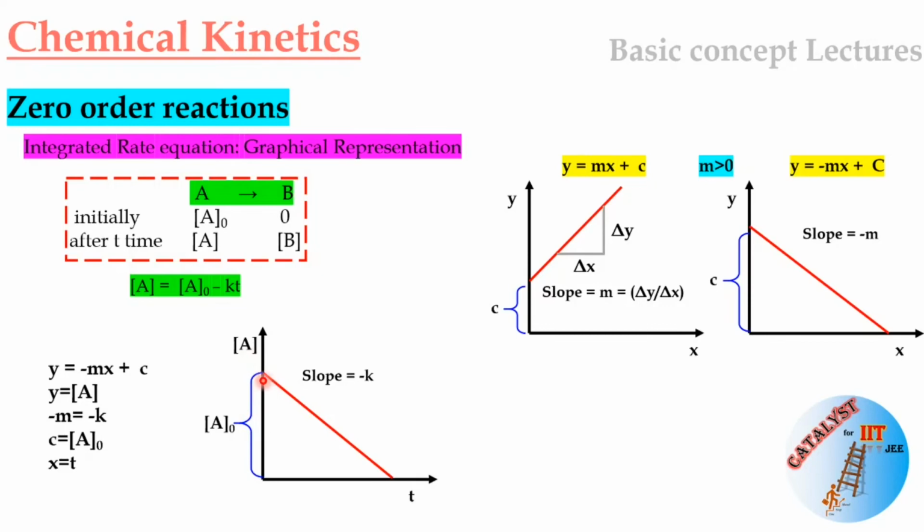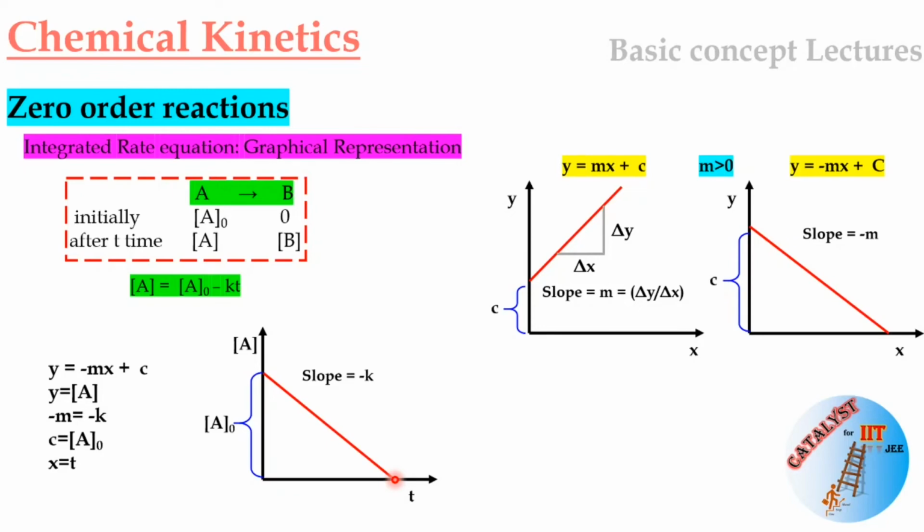Now what you get is a straight line, similar to what you have already seen for y equal to minus mx plus c. The intercept is A naught, and this graph tells you that the slope of this straight line is minus k. Initially it was A naught, and with time the concentration of A decreases linearly, and at this point there is no reactant molecule remaining, because the concentration of A is 0 at this time.